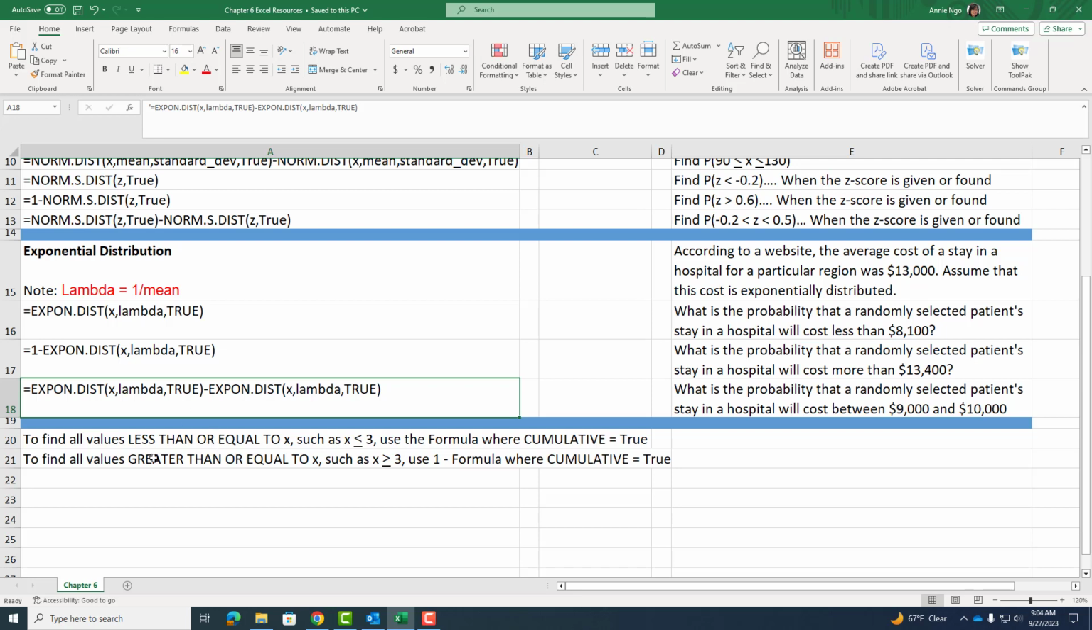Now, again, as a reminder, down in the notes, I remind you to find all values less than or equal to a particular number, like x is less than 3, or x is less than or equal to 3, use the formula where cumulative says true. So just use the formula as you see it and make sure it's got the true in it. So that's this one right here. My other note, to find all values greater than or equal to x, so there's my greater than symbol. For instance, if you were interested in x is greater or equal to 3, then use 1 minus the formula and make sure that cumulative is true. So that's my 1 minus.